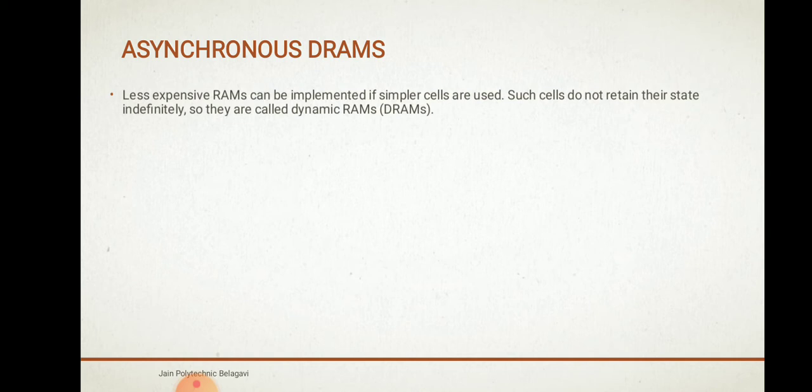in static RAMs, cells will retain their state as long as the power is on. The state will not change until the power is off. Whereas in DRAMs, or you can say dynamic RAMs, the cells will not retain their state. It will go on changing from 0 to 1 as well as from 1 to 0 in between.